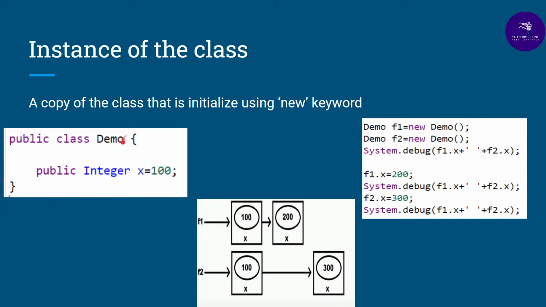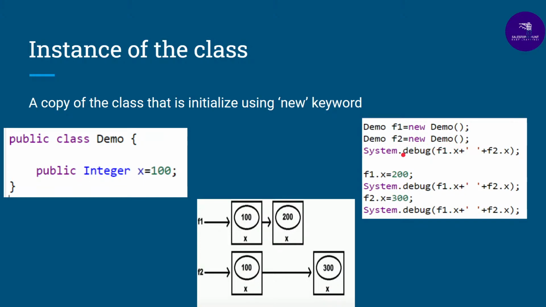So I already defined an example here, let's say Demo. I just created one variable that is called public integer x equal to 100, right? Just focus on that. For now, in this class we have Demo and an integer value x equal to 100. Now let me initialize this class with the help of instances. In the right panel you can see Demo f1 equal to new Demo. This is the first instance. Now you can see the second instance, Demo f2 equal to new Demo, right?